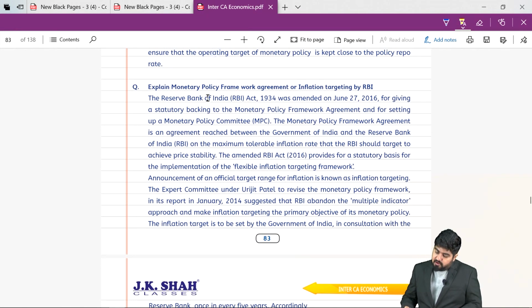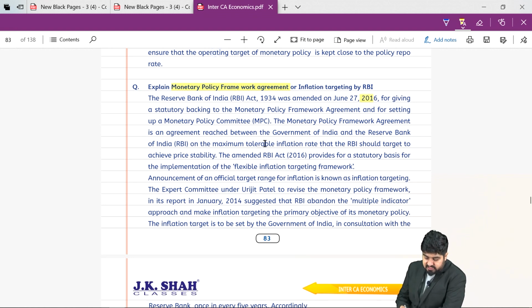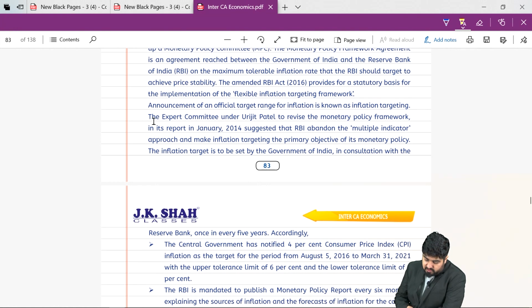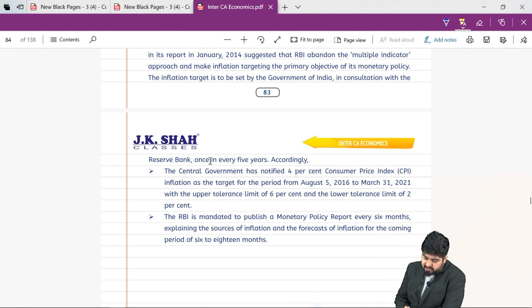Next, this entire process is based on what? It is based on the monetary policy framework agreement. Now when I talk about this agreement, this was set up in 2016 as we have already discussed. In this agreement, students, who was the expert committee? It was under Urjit Patel. Reserve Bank, once in 5 years, is going to set the inflation target. 4% is the inflation target with an upper tolerance limit of 6% and a lower tolerance limit of 2%. And this is a repetitive point again: RBI is mandated to publish a monetary policy report every 6 months.